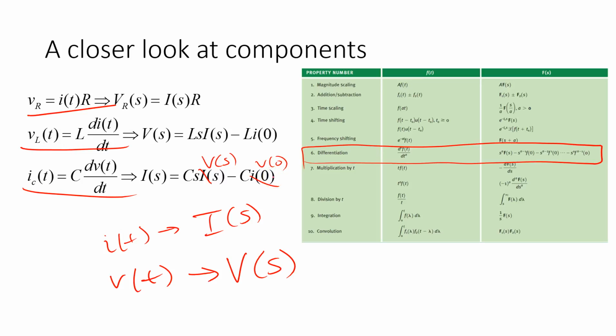Now, one important thing to note is that the i0 here and the v0 here are not in the S domain. These are actually your initial conditions that you get in the time domain. They are constants. They are not functions of time. They are constants which represent the initial conditions on the circuit.